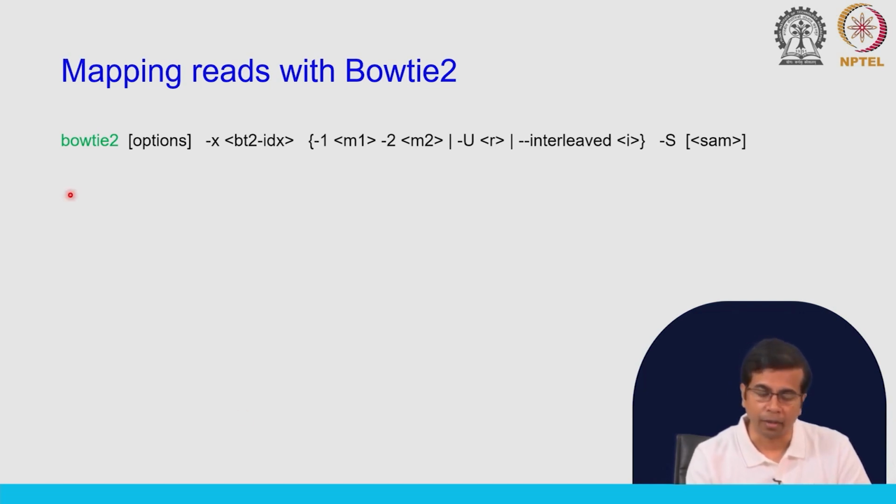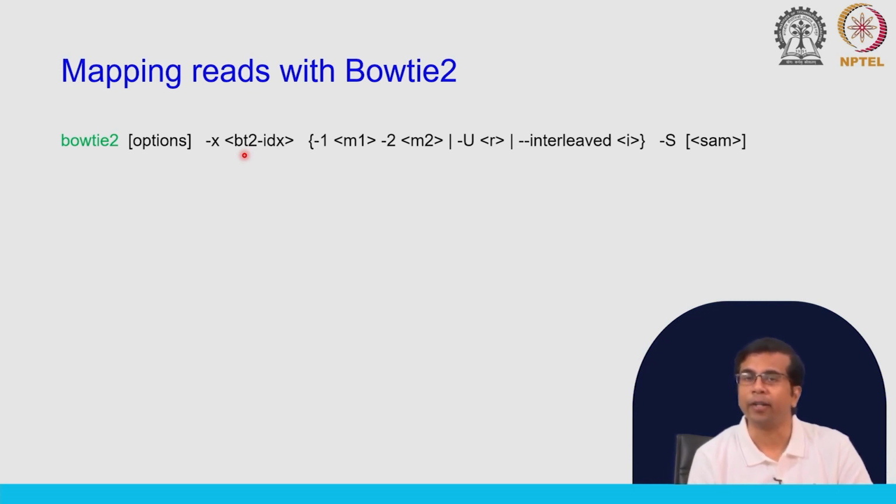The command is Bowtie2, there is no build or anything, just simply Bowtie2. Then you have some options, and we will come to these later. Unlike Bowtie2 build options, these options are very useful and in some cases critical. We may have to specify certain options to get better quality results. Then you have something called minus x BT2 IDX. What is this? It specifies the index file.